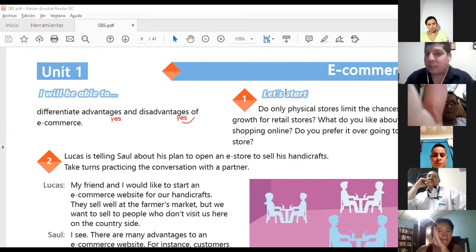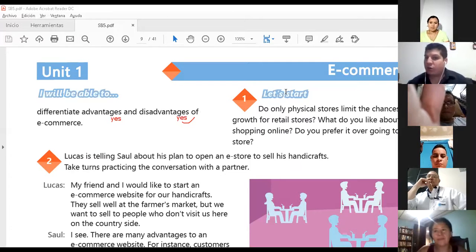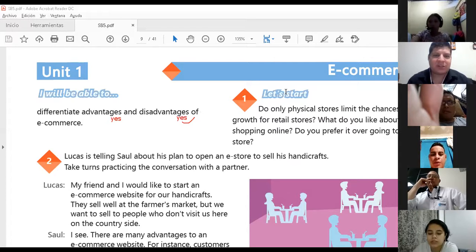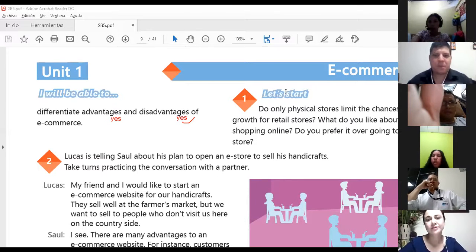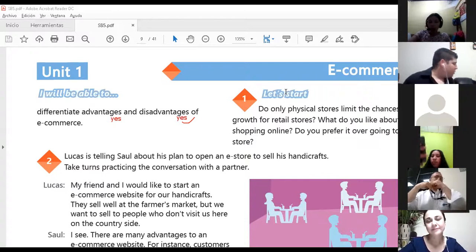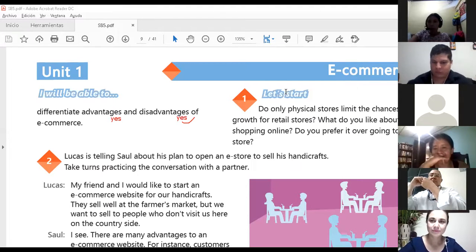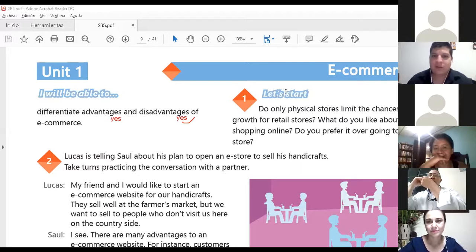So say it with me, please. Do only physical stores limit the chances of growth for retail stores? Okay. Great. What is the definition of physical stores, guys? It is the place where we go walking or whatever the means we choose, but it's the physical place. Correct. It is the physical place. Maria Isabel, right? Yes. Okay, great.